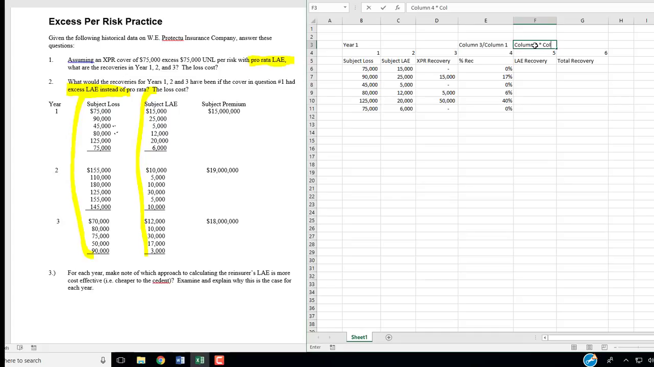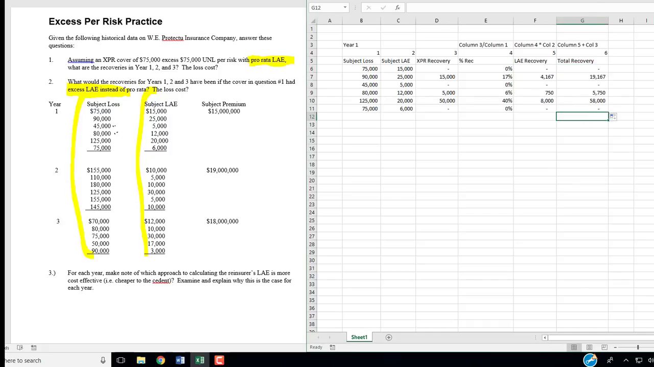And I'm going to abbreviate that too. So column 4 times column 2. And of course, this first one is 0 because there was no recovery from the XPR. And then we'll copy this formula down. So our total recovery is simply column 5 plus column 3. And again, I'm going to copy this down.